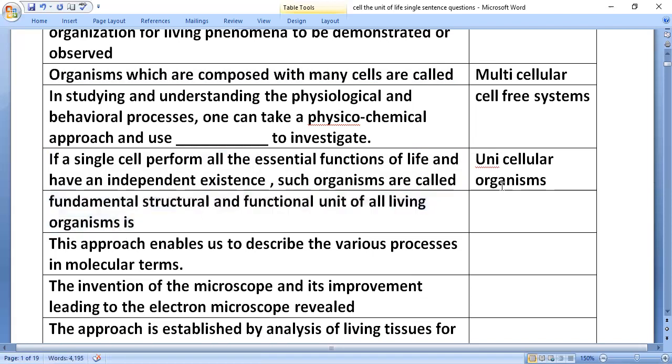The fundamental structural and functional unit of all living organisms is the cell. This approach enables us to describe the various processes in molecular terms. Physico-chemical approach.